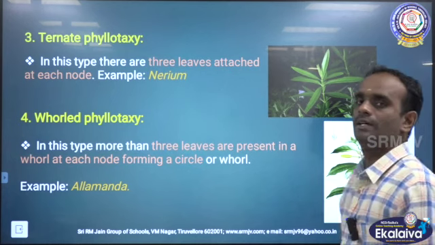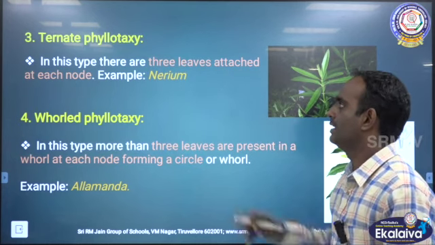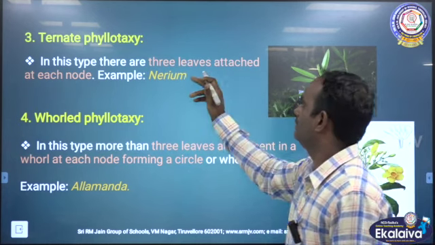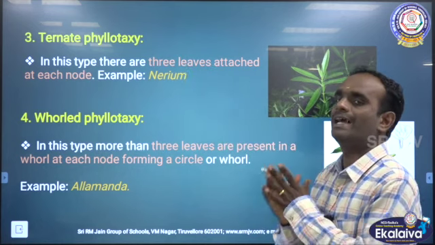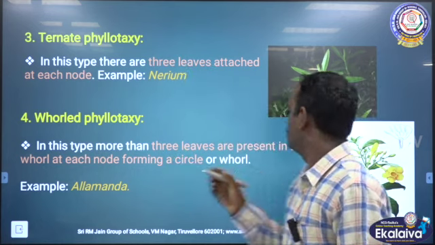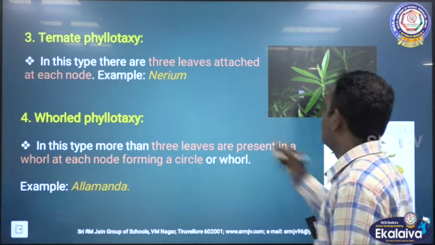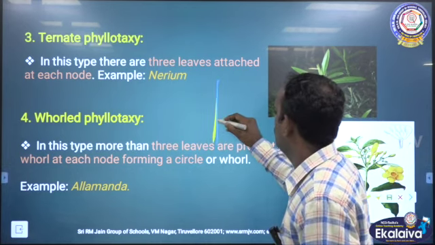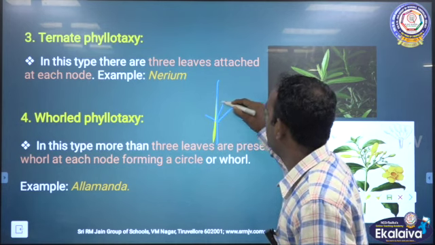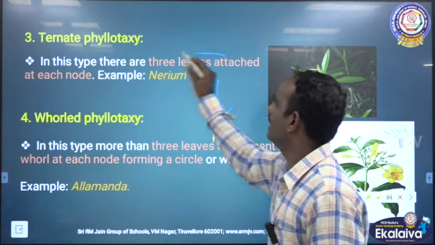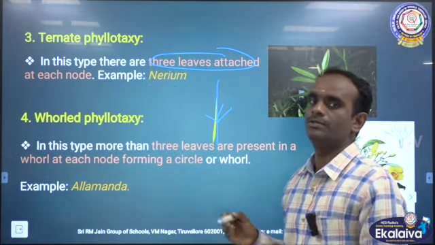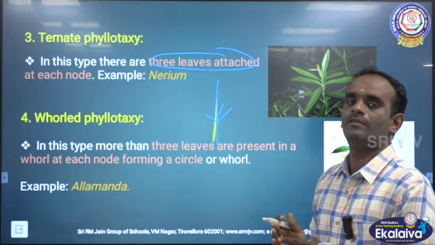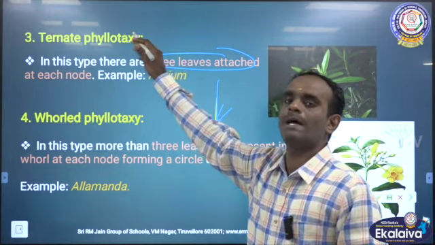Next we move on to ternate phyllotaxy. In this type, there are 3 leaves arranged at each node. What is the meaning of that? A single node possesses 3 leaves. So, 3 leaves are attached at each node. Such type of arrangement of leaves is said to be ternate phyllotaxy.